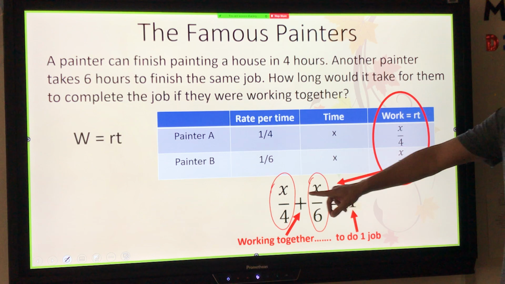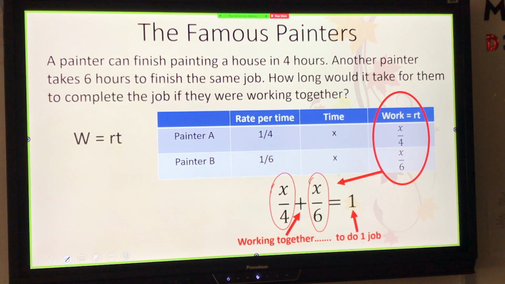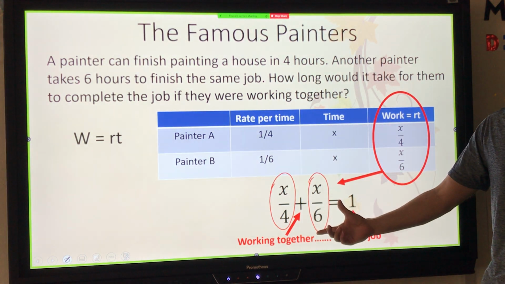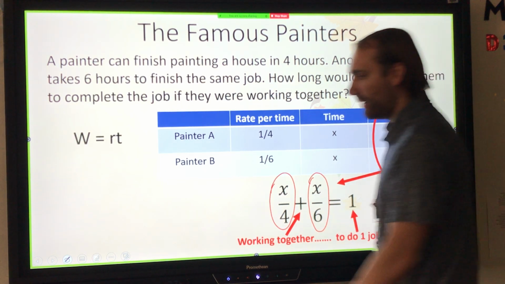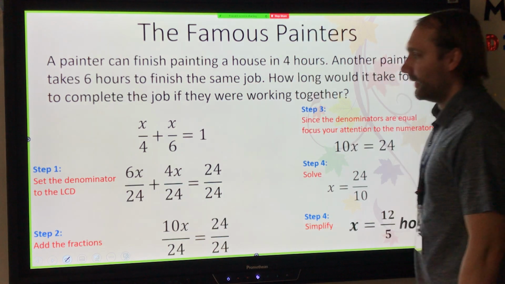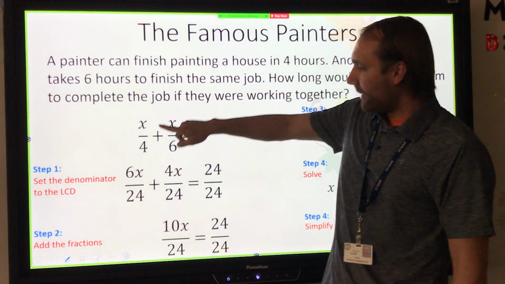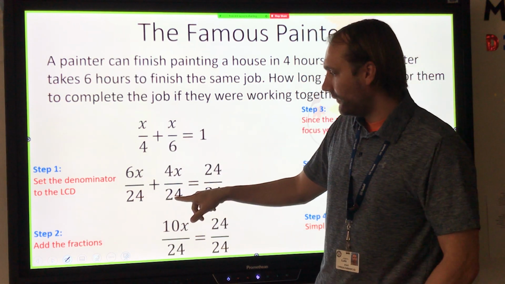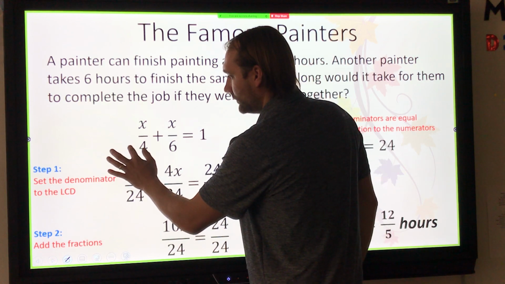So here's our rational equation. X over 4 plus X over 6 equals 1. How would you solve this? How would you bring these two fractions together? What's the first thing you need to do? Common denominator. Very good. Common denominator. So X over 4 plus X over 6 equals 1. My common denominator, let's just multiply these together. So 4 times 6 is 24. So I want this to be a 24.